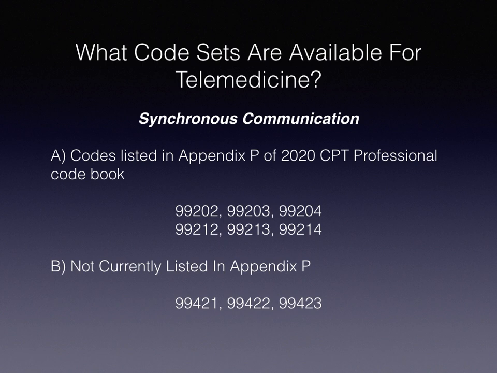And of course, you have the 99212, 213, and 214. I've left out the 99201, 211, and the 205 and 215 codes on purpose because they're not anything that you should worry about billing. And as you'll see in a moment, I have my doubts as to whether or not the level 4 codes could even be met by you in this. There are 3 other codes that are only to be used with synchronous communication, and that's the 99421, 422, and 423. They are not currently listed in Appendix P.